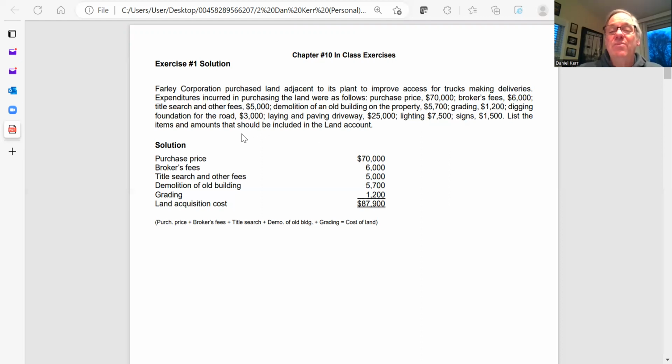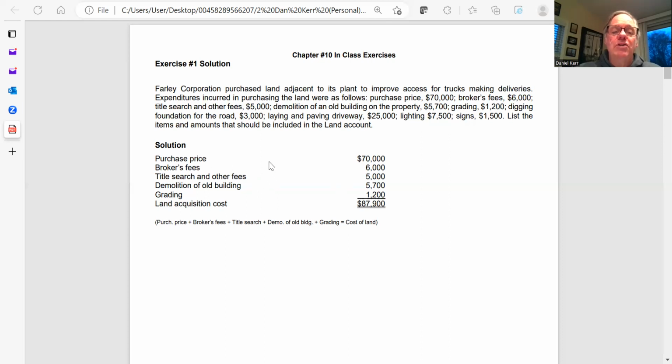Digging the foundation for the road, no, that's part of the cost of the road. Laying and paving the driveway, nope. Lighting, nope. Signs, nope. These are not part of the cost of the land; these are other costs in the form of improvements. So anytime you purchase land, or any other asset, you've got to list all the things available and decide what becomes part of the cost.